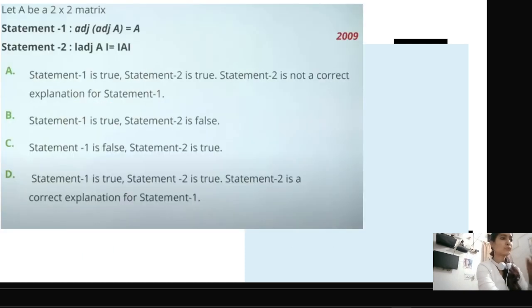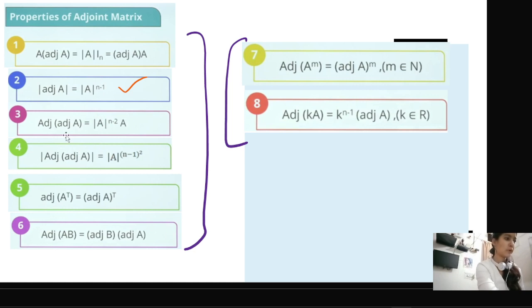Okay, let's move to the next question. Statement 1 is saying adjoint of A is equal to A, and the matrix is 2 cross 2. So here we can see adjoint of A, this property. If we put n equal to 2, we can use this property here. Let me write here.